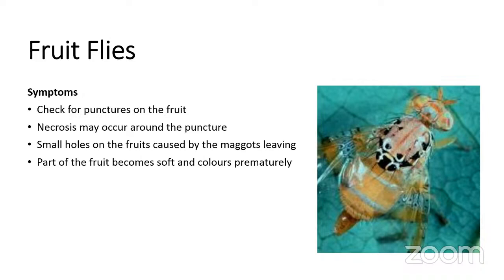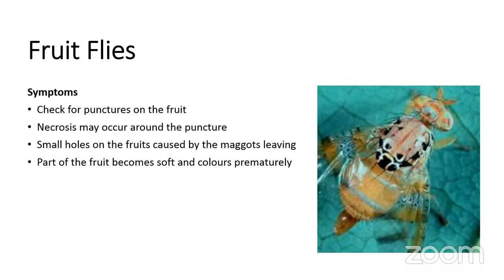What symptoms do you look for in the orchard, which will show you that the orchard is infested with the fruit flies? Number one, check for punctures on the fruit. I said when they are laying eggs, they will actually puncture through the skin of the fruit. So when you see a puncture on the fruit, that is enough indication that your field is infested with the fruit flies.